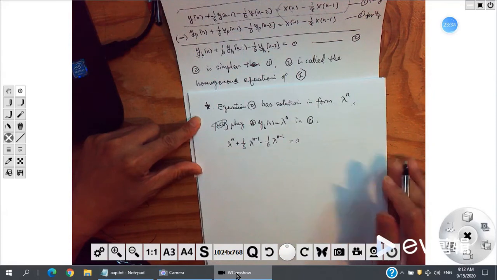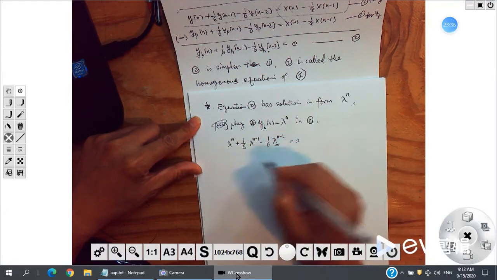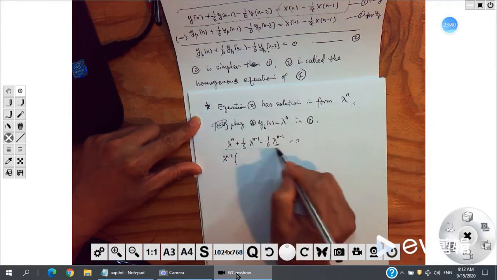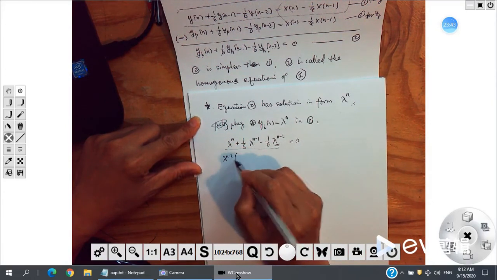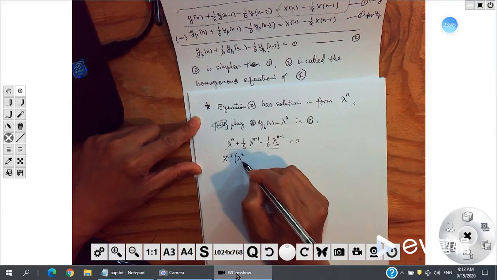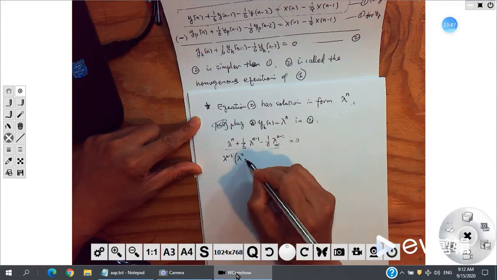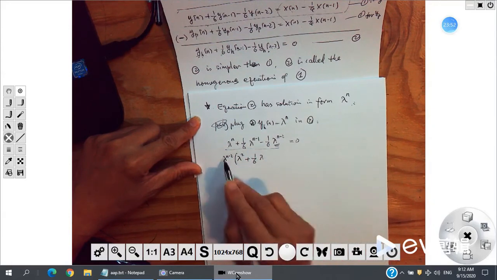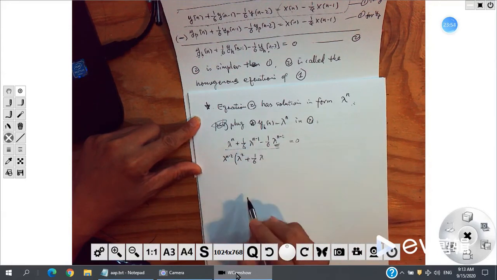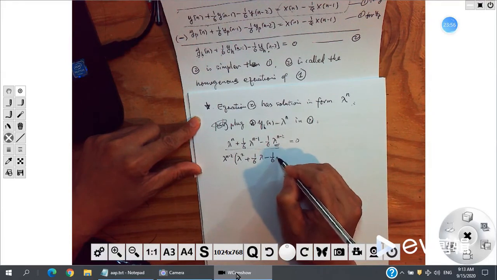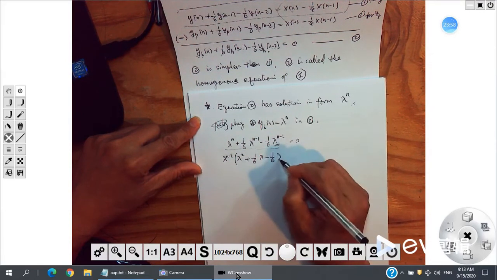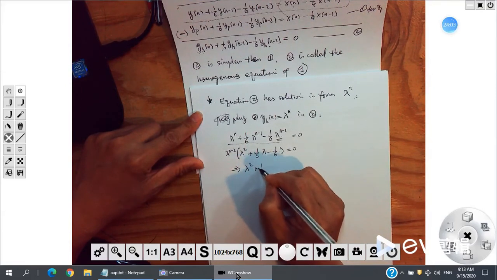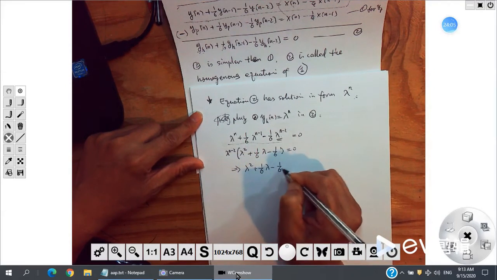Okay, I move these outside, lambda to the n minus 2. Then each term has lambda to the n minus 2, so I have lambda squared inside, right? And the second is 1/6 lambda inside. This is minus 2 plus 1, you get negative 1, and the minus 1/6 here is totally moved out, right? So we have this equal to 0. So we have lambda squared plus 1/6 lambda minus 1/6 equal to 0.